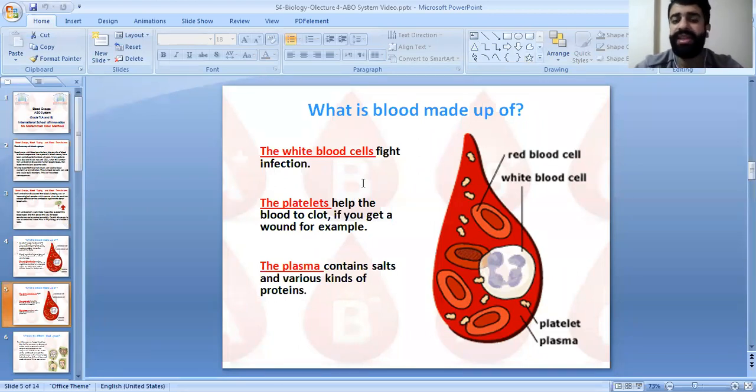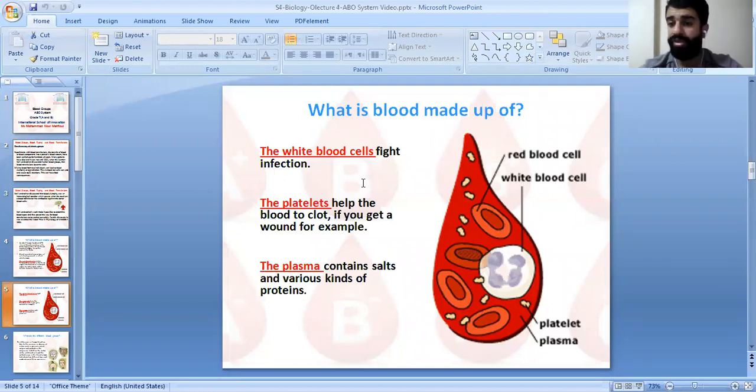Platelets. Platelets help the blood to clot. So if you have a wound or an injury, for example, they have to clot the blood. This is the role of the platelets. The plasma contains salts and different kinds of proteins.